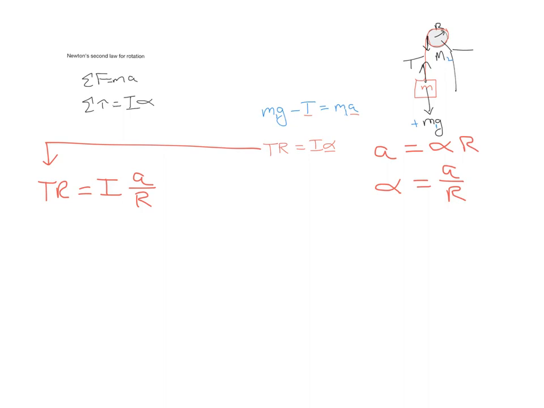So the I of that cylinder is going to be 1/2 m2 r squared, and we have a lot of stuff cancel out now. So this r cancels one of those, this r cancels the other r. So we're left with the tension is equal to 1/2 m2 times a.